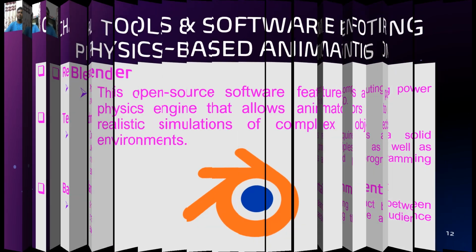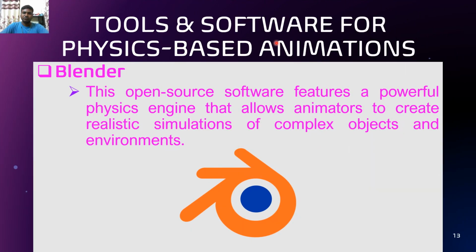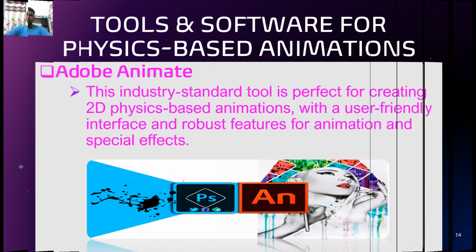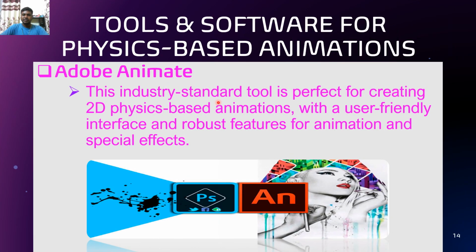Now, we can see the tools and software for physics-based animations. One is Blender. This open source software features a powerful physics engine that allows animators to create realistic simulations of complex objects and environments. Now, one more is Adobe Animate. This industry standard tool is perfect for creating 2D physics-based animations, with a user-friendly interface and robust features for animation and special effects.